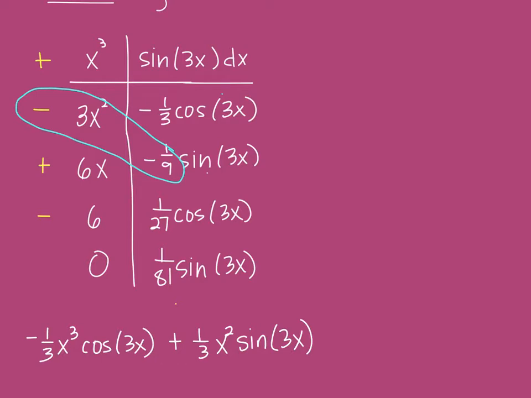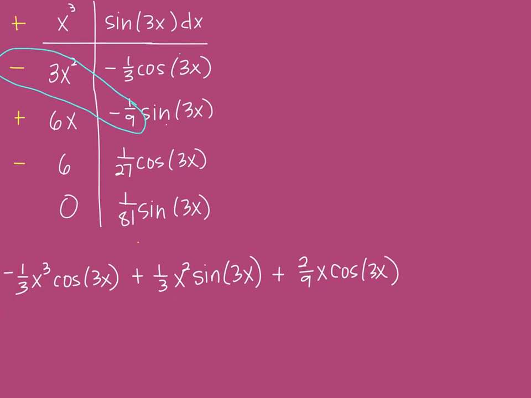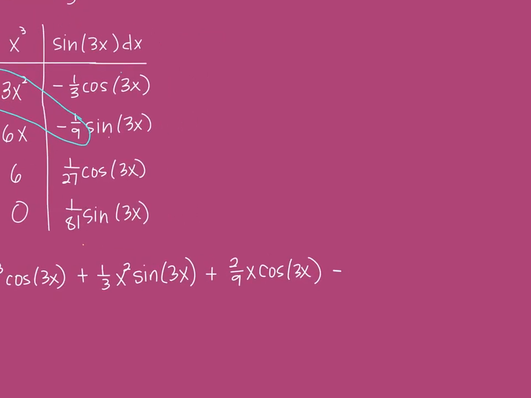Okay, the next term will be positive 6/27, which is reducible. You get 2/9 x cos 3x. The last pairing is negative. So we'll have negative 6/81, which also is reducible by 3 to 2/27 sine 3x, and then plus c.